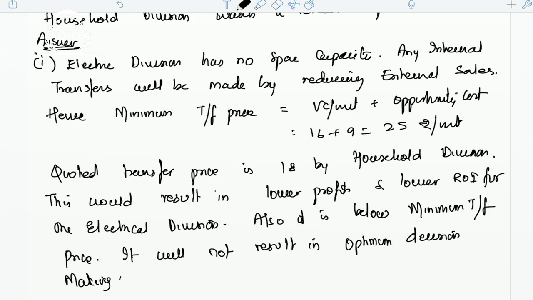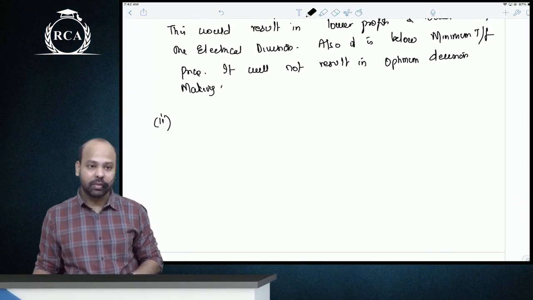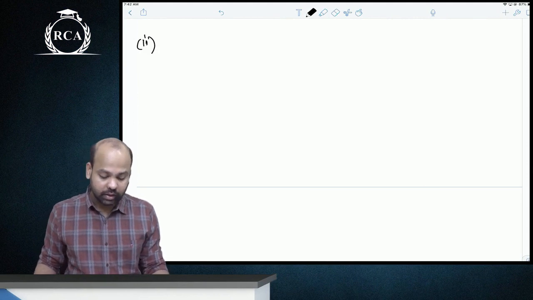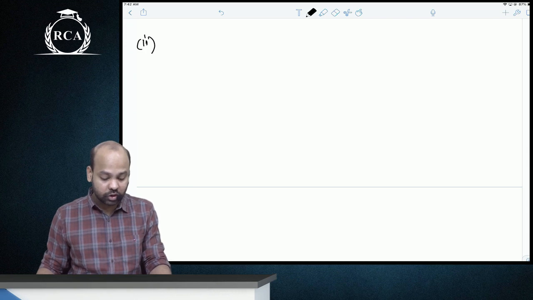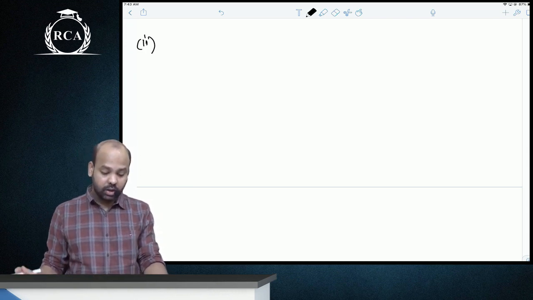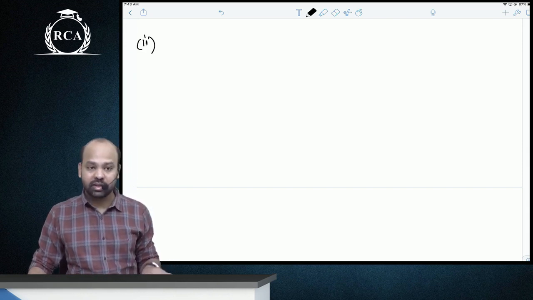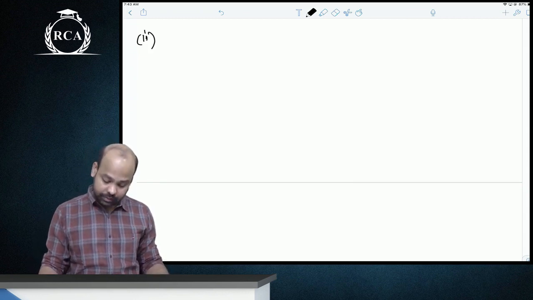Okay, yes, sir. Second bit, guys. Analyze whether it would be beneficial to the company as a whole to supply the switches to the household division at a unit price of 18 rupees by electrical division. So, guys, from the viewpoint of the company, whether it is beneficial or not, we will see. Let us just analyze.